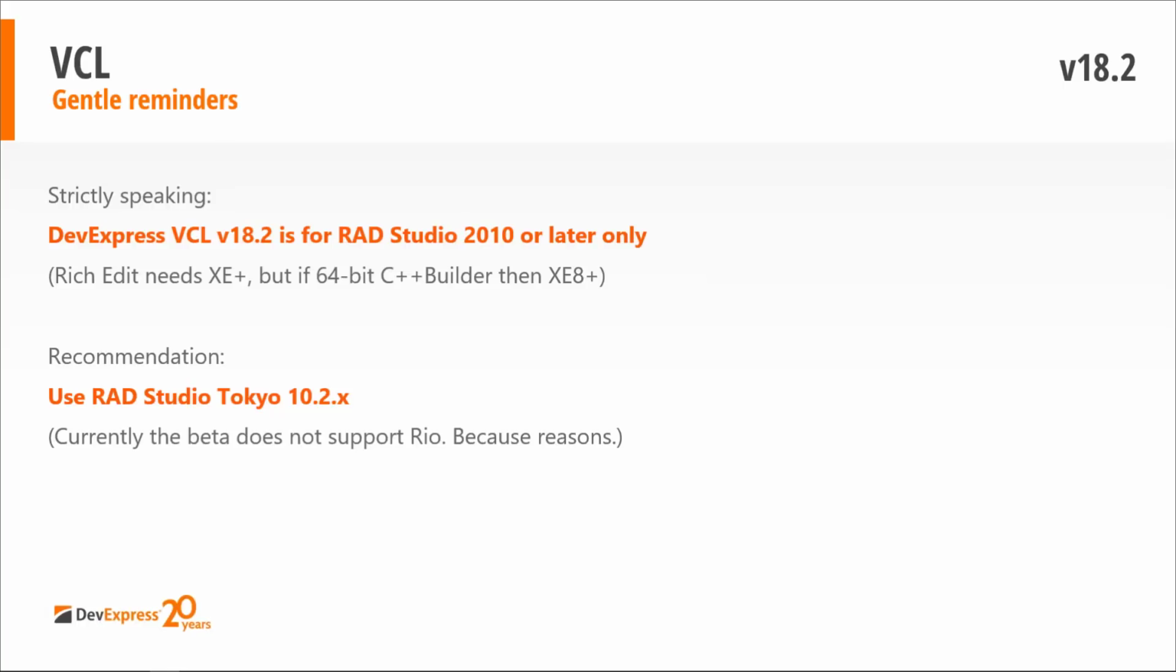Now, I know that Embarcadero released Rio last week. Currently, the beta, I'm saying, does not support Rio, but it probably does. I don't know. As I say, I'm using it. I don't have Rio downloaded at the moment. Various reasons there. I won't go into them. But Rio support should be available pretty quickly. Let's put it like that.